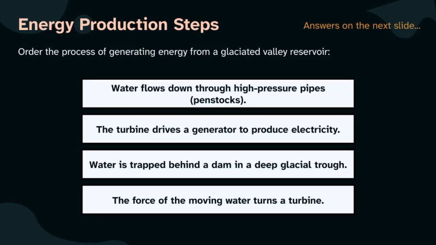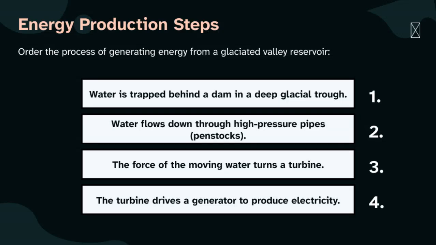Now let's order the process of generating energy from a glaciated valley reservoir. The 4 steps are: water flows down through high-pressure pipes called penstocks. The turbine drives a generator to produce electricity. Water is trapped behind a dam in a deep glacial trough. The force of the moving water turns a turbine. Put these in the correct order. Think about what must happen first. Before water can flow downhill, it needs to be stored behind the dam.